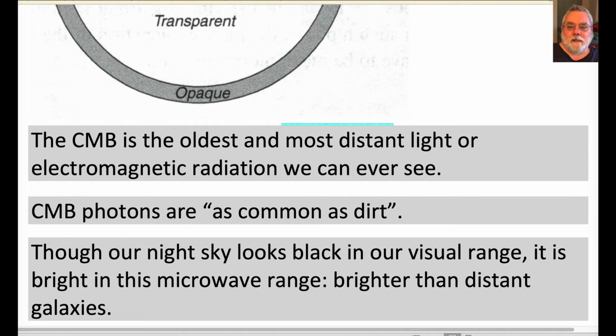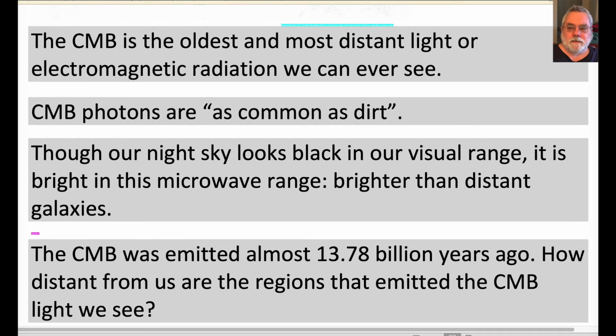There is also one helium atom for every 12 hydrogen atoms or ions. The helium atoms recombined before the hydrogen atoms. There is also a lithium atom for every billion or so hydrogen atoms or ions. The lithium atoms recombined fully after the hydrogen atoms, but their density was so low that they did not appreciably scatter the CMB photons. The CMB was emitted almost 13.78 billion years ago.